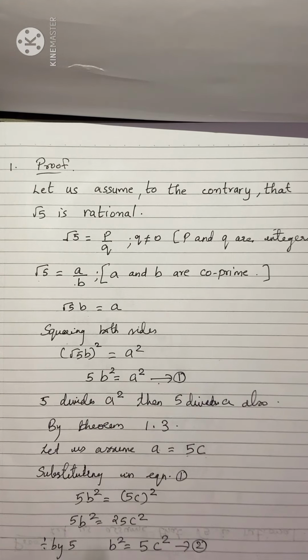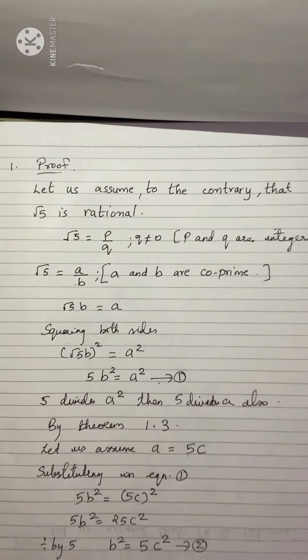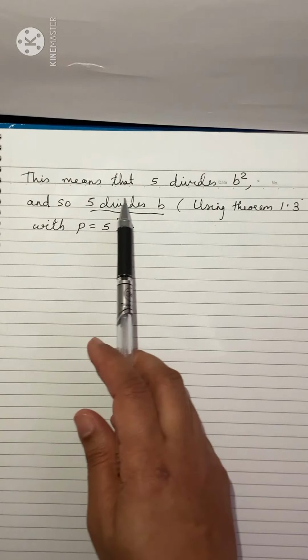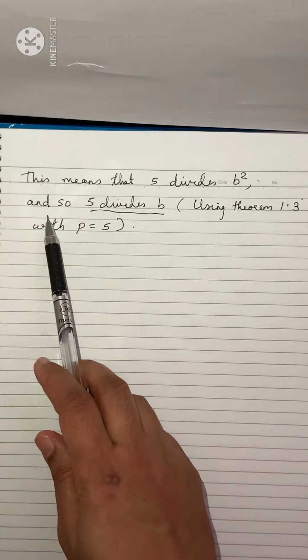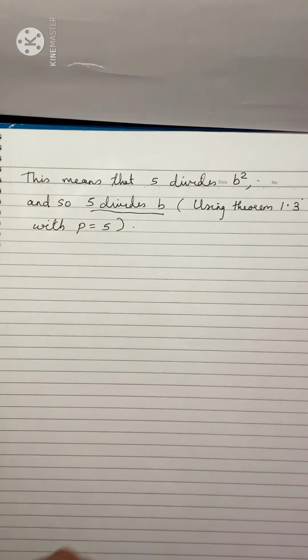Now look at this. So b square we can write as a multiple of 5, which means that 5 divides b square. If 5 divides b square, then 5 divides b also by theorem 1.3. This means that 5 divides b square, and so 5 divides b using theorem 1.3 with p equals 5.